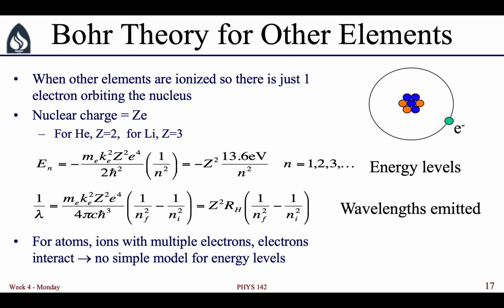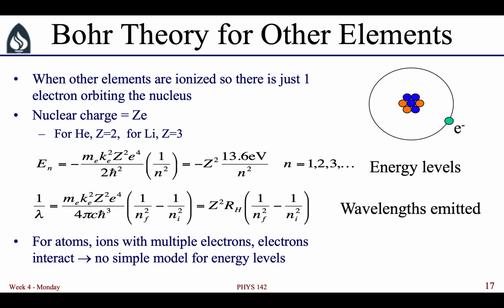It is very, very difficult to predict the spectrum of atoms that have multiple electrons. An exception can be made if you remove all of those electrons except for one. So if you have an element other than hydrogen and that element is ionized, so that means electrons are taken away, so there's just one electron orbiting the nucleus, then the problem becomes simpler again.